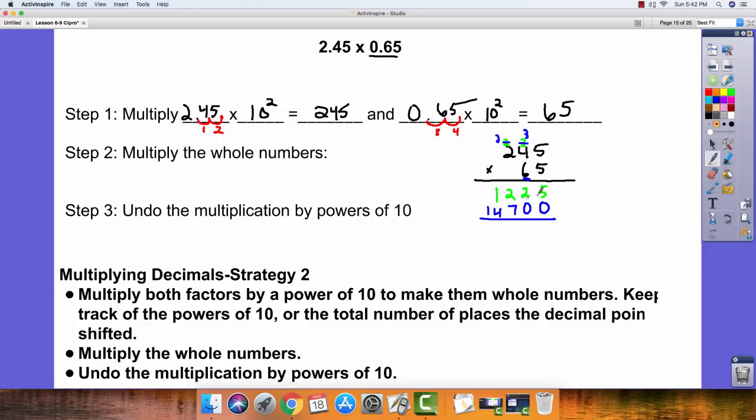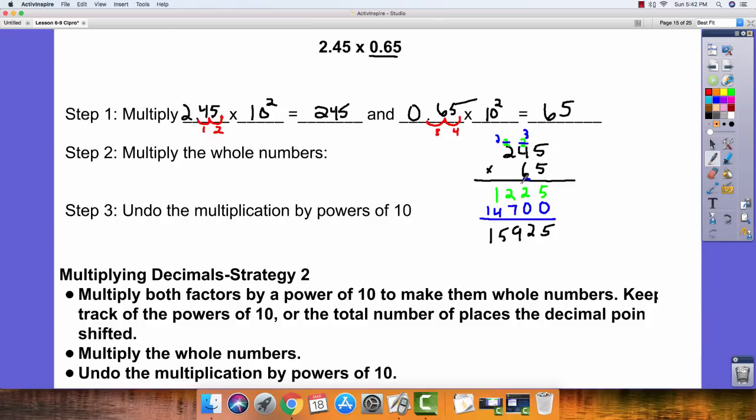And now I need to make sure that I'm adding up my 2 products I came up with. 5 plus 0 is 5. 2 plus 0 is 2. 2 plus 7 is 9. 4 plus 1 is 5. And 1 plus 0 is 1. All right, so pause the video. Make sure that you have all of this done, or step 2 of multiplying the whole numbers. Make sure that it's all correct in your notebook or on your note sheet.